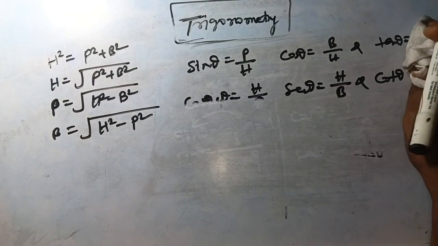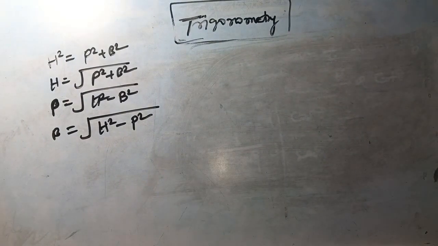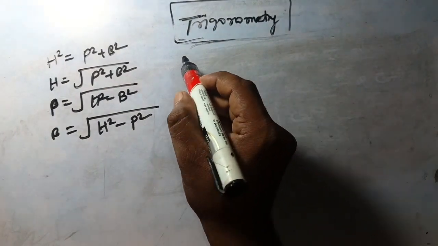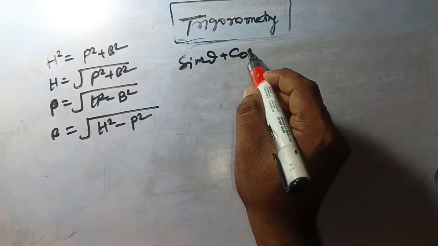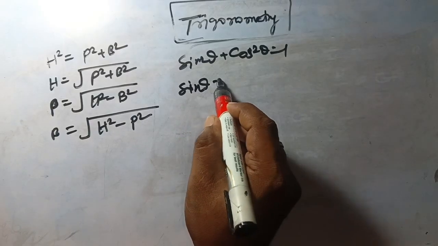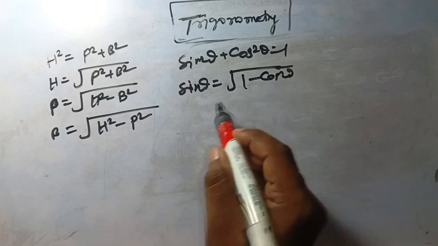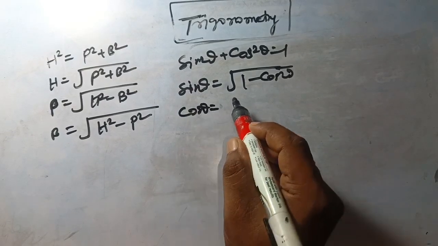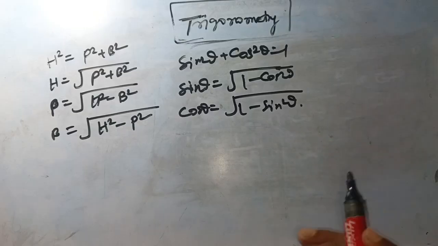Now I have talked about three more formulas, which is sin square theta plus cos square theta is equal to 1. From here we get the value of sin theta as root under 1 minus cos square theta, and the value of cos theta, which is equal to root under 1 minus sin square theta.